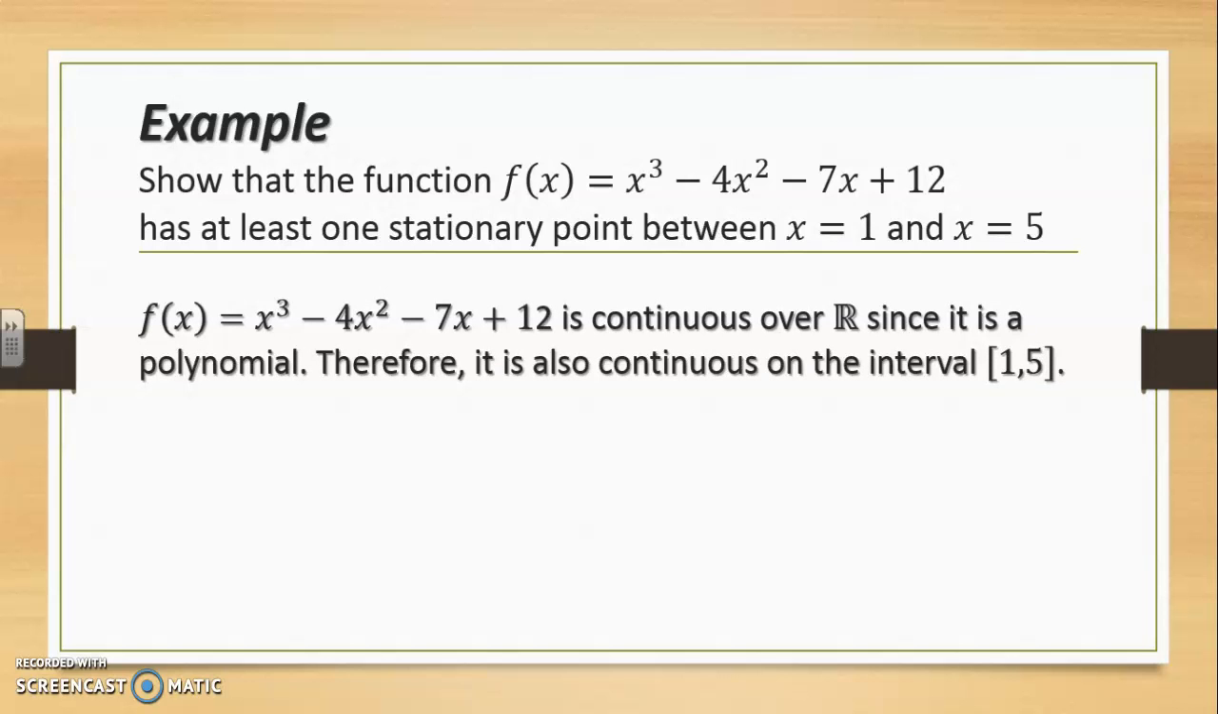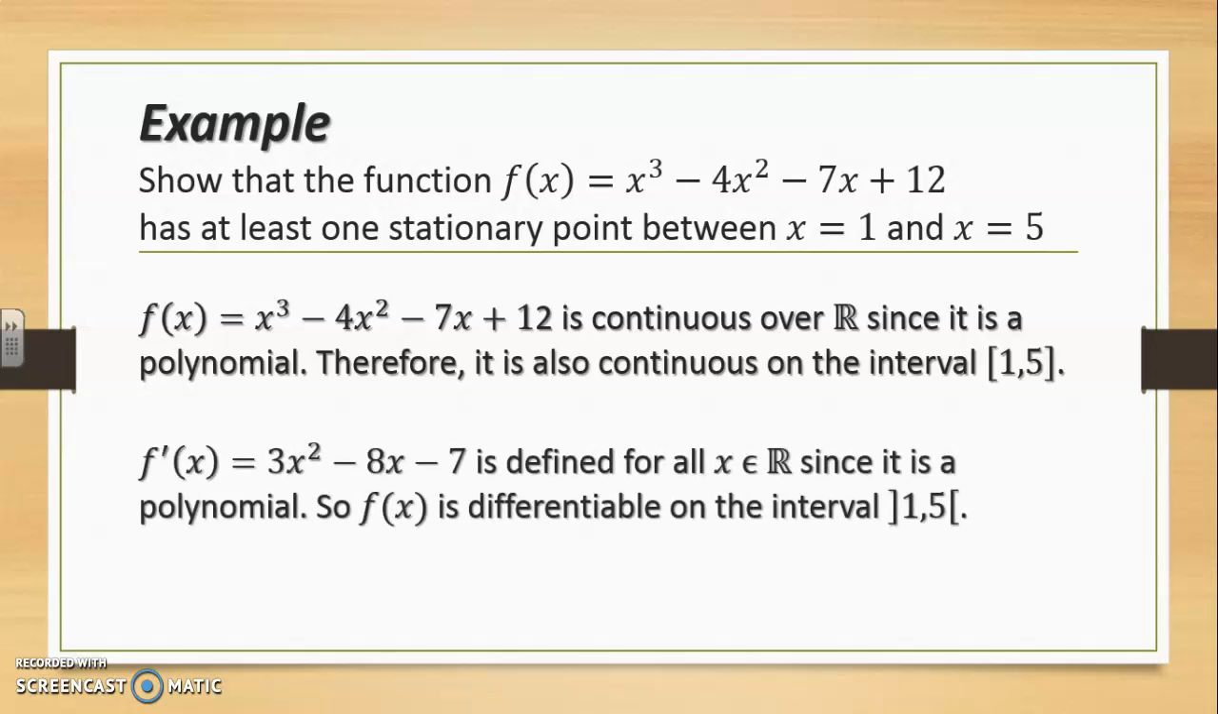To be able to apply the mean value theorem, we have to check that its conditions are respected. So there is one thing that's for sure, this function is continuous over all real numbers since it is a polynomial, and therefore it is also continuous on the interval 1 to 5. The function's derivative, 3x squared minus 8x minus 7, is also a polynomial and is therefore also defined and continuous on all real numbers. This means that function f, since its derivative is defined everywhere, is definitely differentiable on the interval from 1 to 5.